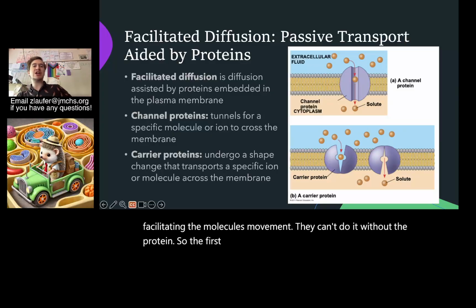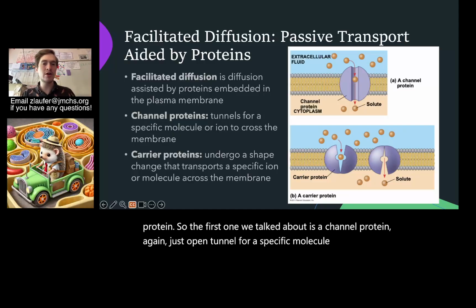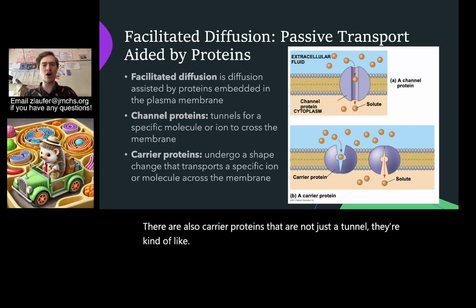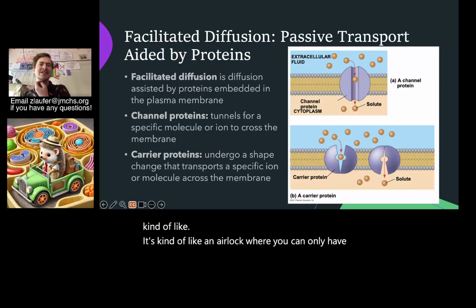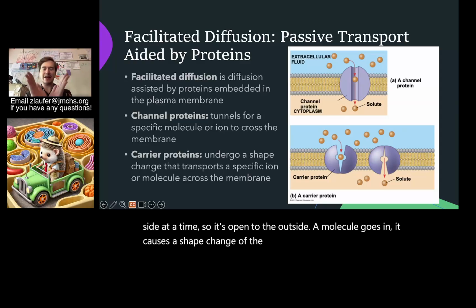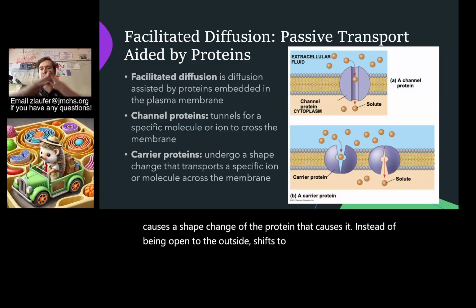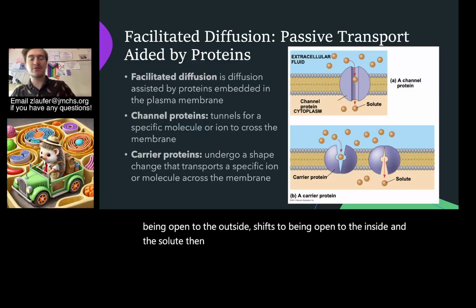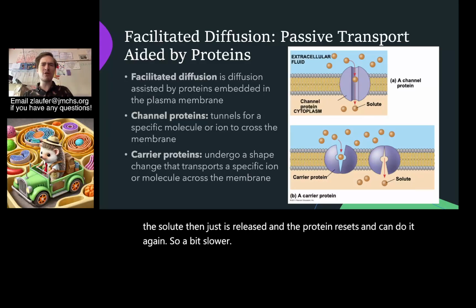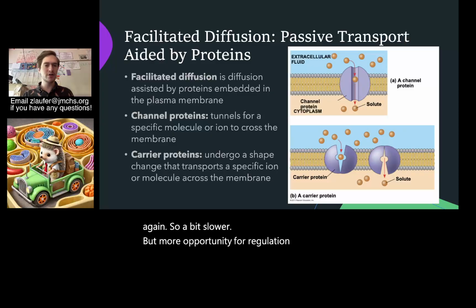So the first one we talked about is a channel protein. Again, just an open tunnel for a specific molecule or ion to pass through. There are also carrier proteins that are not a tunnel. It's kind of like an airlock where you can only have it open to one side at a time. So it's open to the outside, a molecule goes in, it causes a shape change of the protein, so instead of being open to the outside, it shifts to being open to the inside, and the solute is released and the protein resets and can do it again. So a bit slower, but more opportunity for regulation and control with carrier proteins.